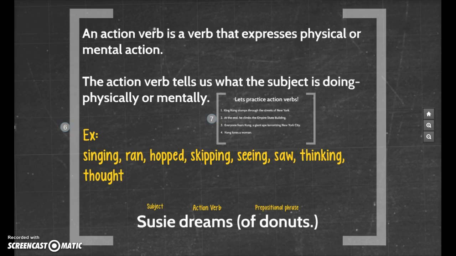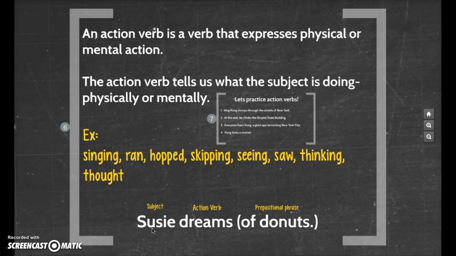Now the action verb is going to tell us what the subject is doing, either physically or mentally. So it may not necessarily be running or dancing or skipping. Maybe it's just thinking or dreaming. Okay? So it could be mental as well. If you take a look at our example down below, our sentence says, Susie dreams of donuts.